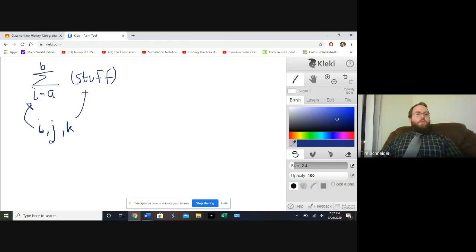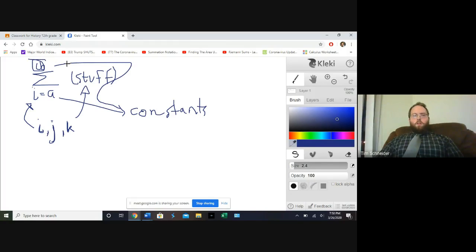Those can show up in the actual thing that you are summing up. That's very common. And then A and B are constants. B is usually, not always, a number. It can be a letter, but it's a constant letter. It has to be. And A is less than or equal to B because I is increasing by 1 each time.